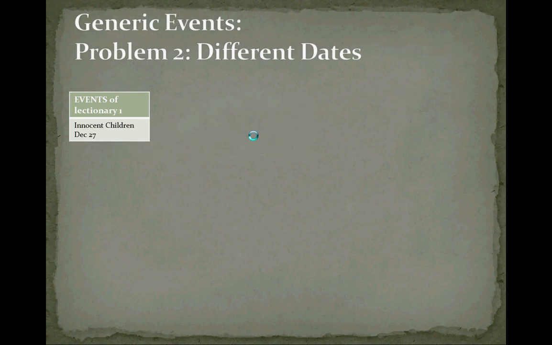There is a second problem. You can have one lectionary with one date and the same event in a different lectionary with a different date. So, for example, Innocent Children can happen on December 27, while another lectionary calls it Children Murder and has it on December 28. I want the user to be able to still find whether the same reading or passage is read on these two events, even though they are called differently and are on different dates.